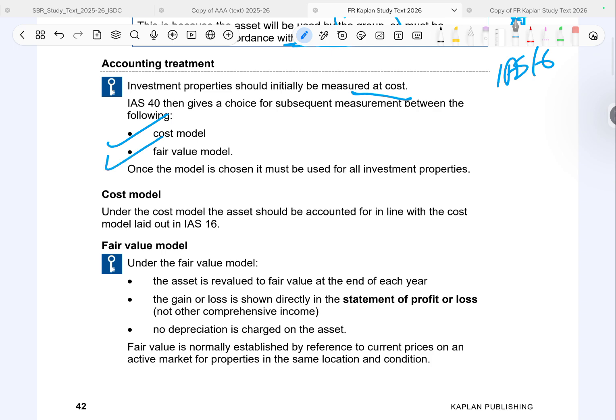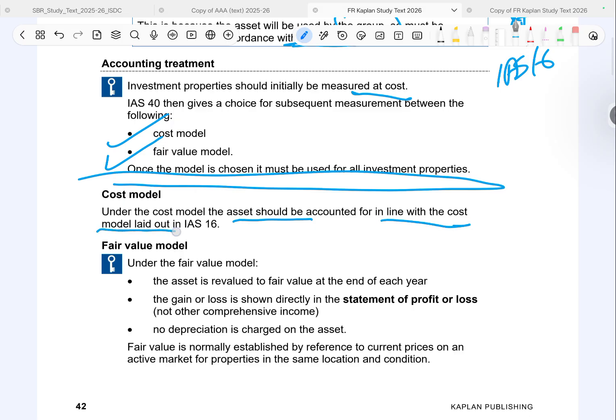The cost model is rather easy. Actually, both models are easy. Let's study them. Once the model is chosen, it must be used for all investment properties. Okay, this is important. You can't just choose the cost model for one building and then the fair value model for another property. You need to choose one model and use it for all of your properties. Now, under the cost model, the asset should be accounted for in line with the cost model laid out in IAS 16. So this is very simple.